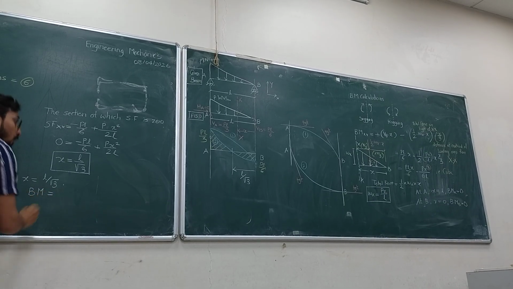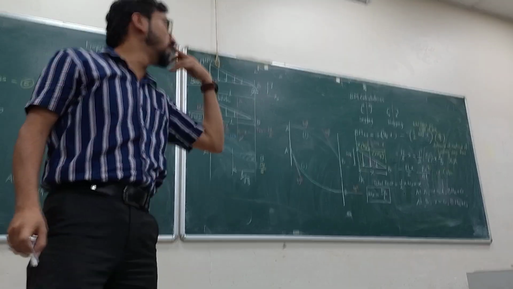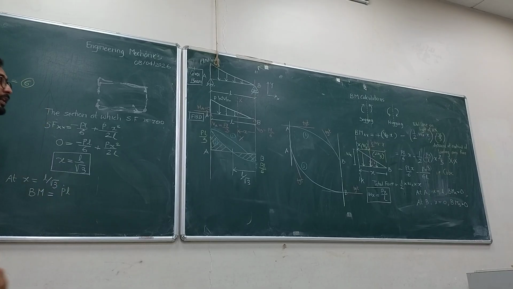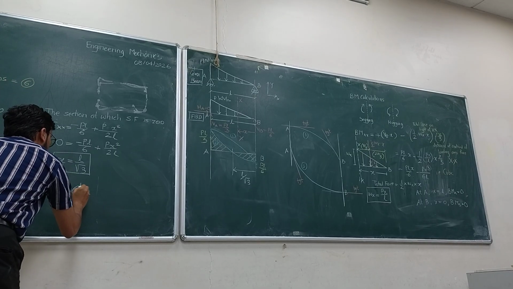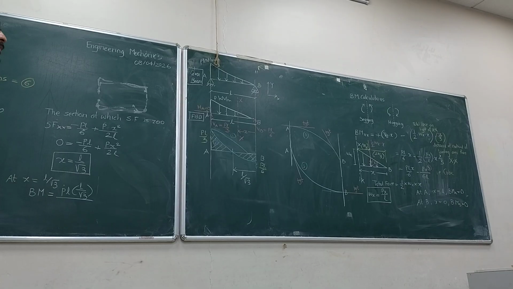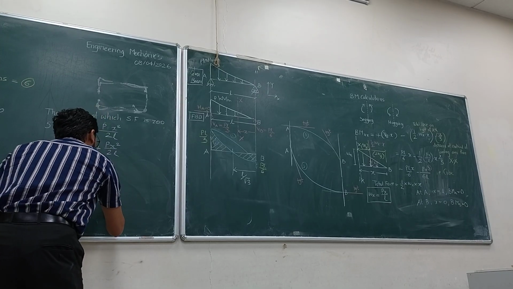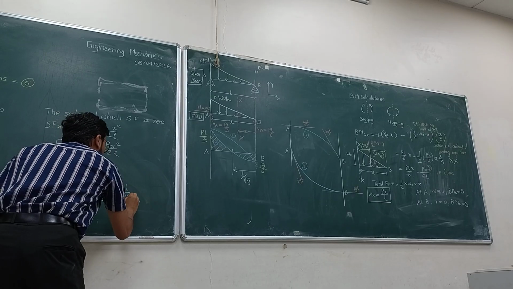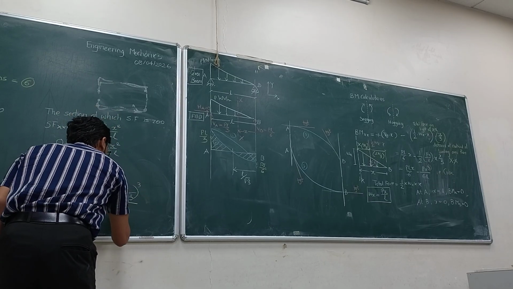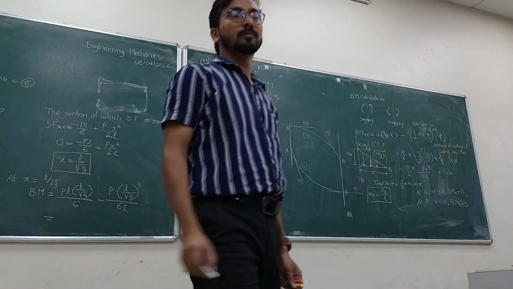What is our equation of bending moment? PLx by 6 minus Px cube by 6. PL into L by √3 by 6 minus P into (L by √3) cube divided by 6. Let's solve it and give the value of the bending moment.